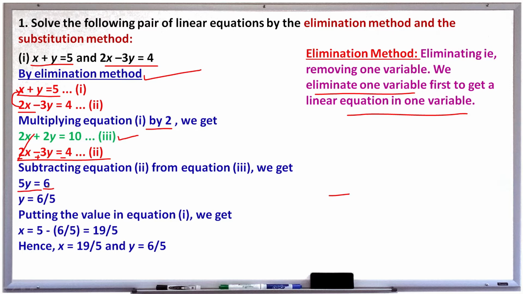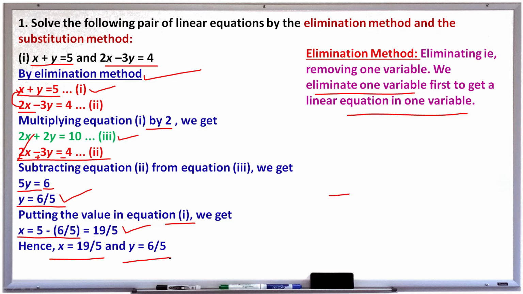So 5y is equal to 6. We want the value of y, so you can bring 5 down. So 6 by 5, the y value we got. Putting the value in equation number 1, we have x plus y is equal to 5. There you just put the value of y. So 5 minus 6 by 5 you will get 19 by 5. So x is 19 by 5 and y is equal to 6 by 5.